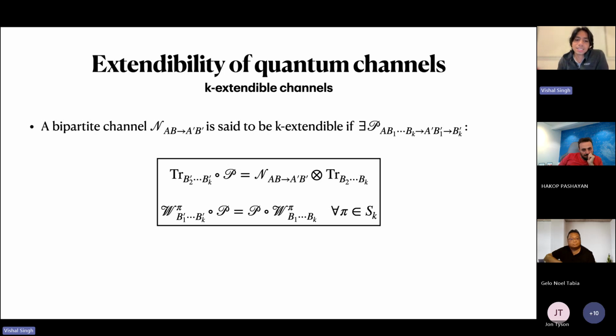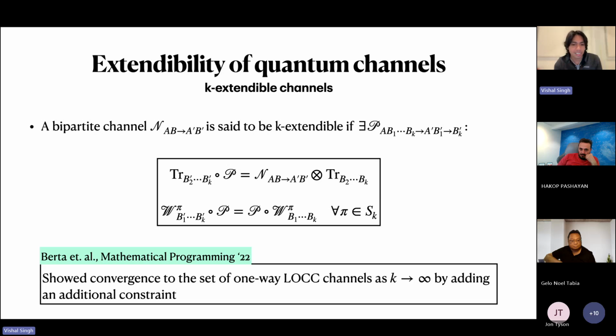And the second condition says that this additional channel is covariant under permutation. And so what that would imply is that you can trace out any k minus one Bobs. It doesn't have to be the extra ones that you added. It can be like the first to k minus one, and you would still get the original channel that you had.